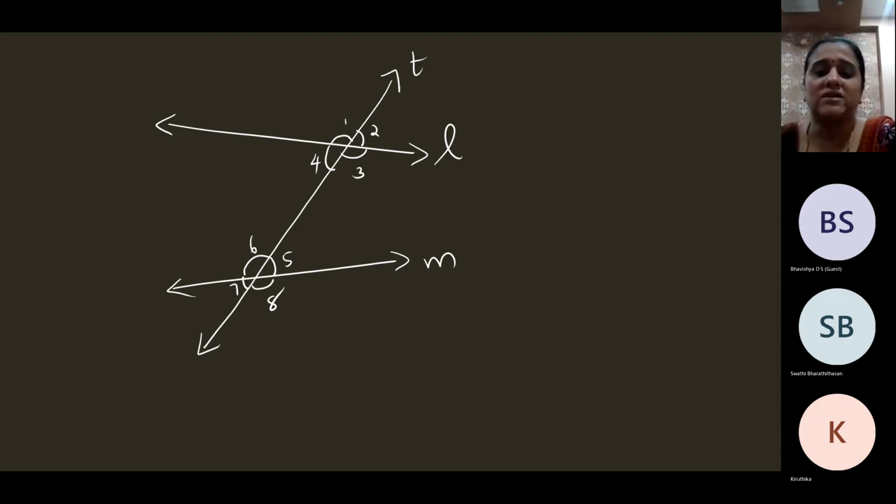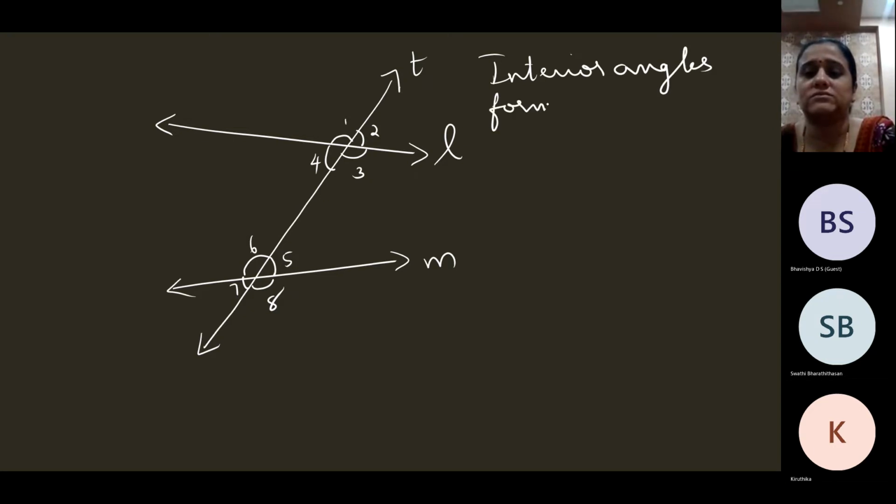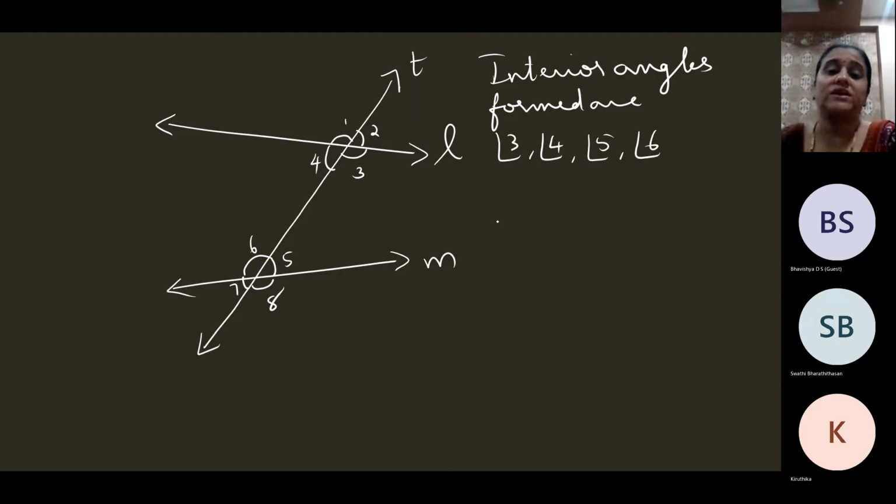So here, the numbering pattern is not fixed; you can number it as you want. Like you can mark 1, 2, 3, 4 here and then 5, 6, 7, 8 here. The numbering pattern is completely your choice. So I have numbered it like this. By this, the interior angles formed are angle 3, angle 4, angle 5, and angle 6.